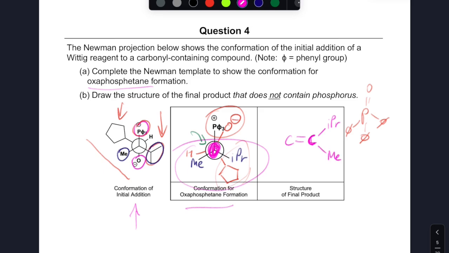The rear carbon, the one in the back over here, its constituents are going to include a hydrogen and a cyclopentyl. Most importantly, isopropyl and cyclopentyl are on the same side relative to each other. That's the consequence of doing a Wittig reaction. The two bulky groups end up cis. And then on the back one, we've got our hydrogen. So this will be the final product that we're generating over here.